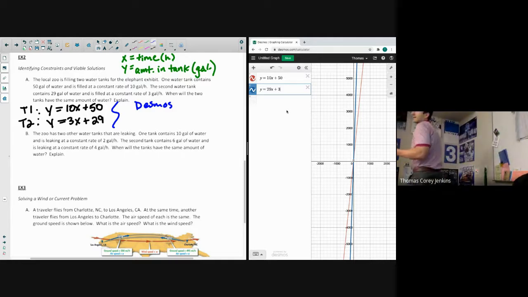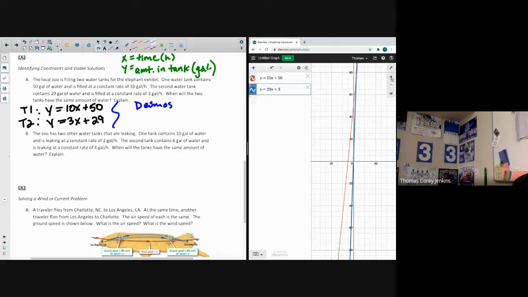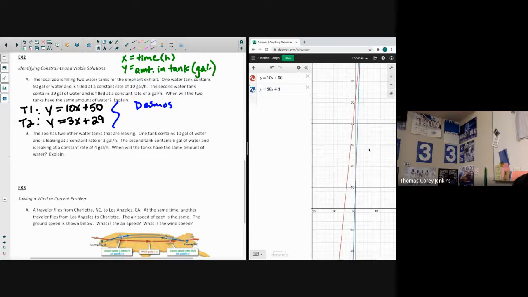Now you can see both of my equations have been typed in, y equals 10x plus 50, and y equals 29x plus 3. But notice I'm still way zoomed out from the last problem, so I can't really tell what's going on or where they cross. That means I need to zoom way in. Bear with me on that. As we zoom in, it becomes a little more obvious where they cross.